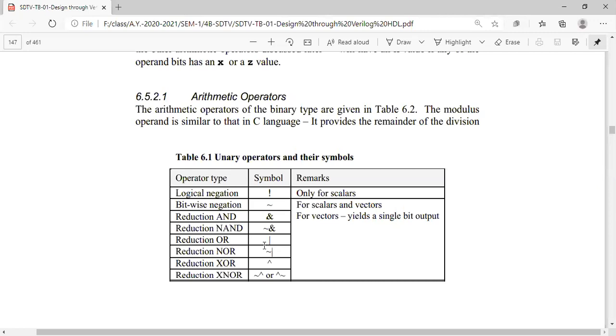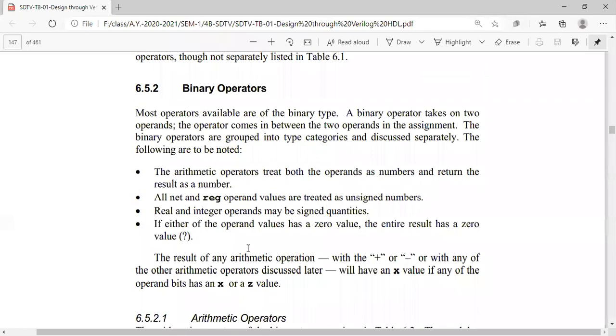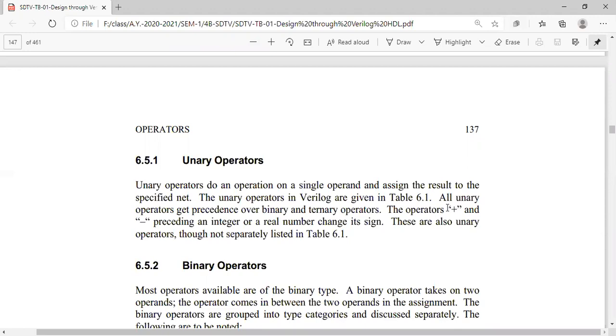Not only these unary operators, we also have 2 more, the operators plus and minus. These are just to change the sign of that particular real number. Generally, if I write minus before any operand, it means you are willing to change the sign of the particular number.